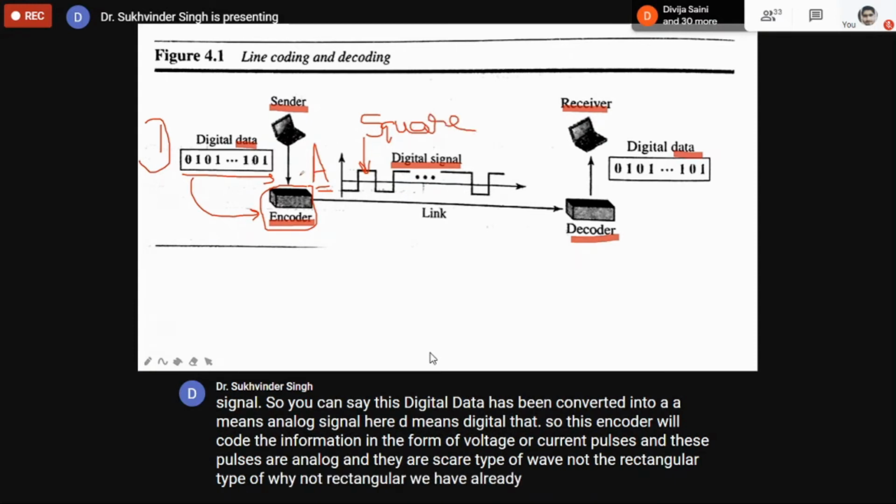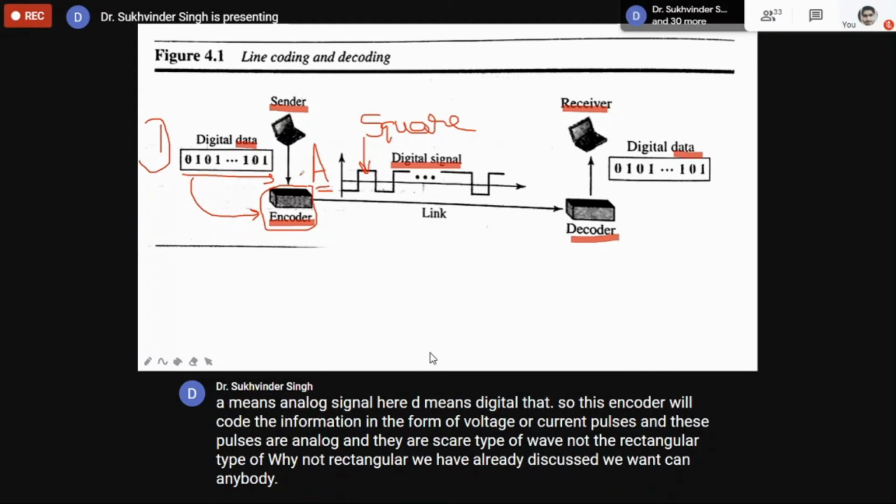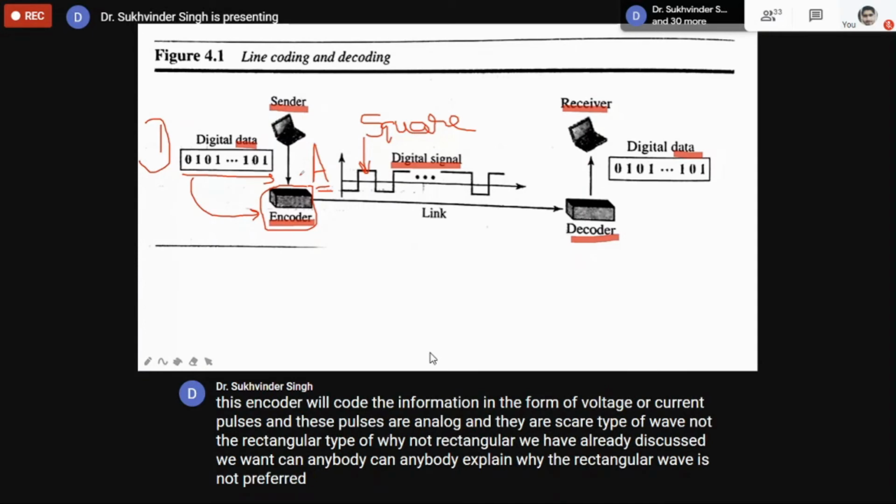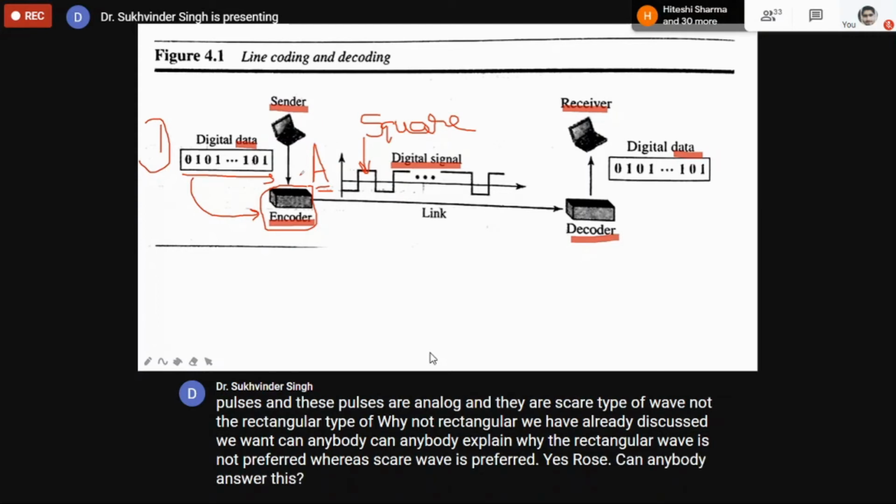Can anybody explain why the rectangular wave is not preferred, whereas the square wave is preferred? Yes, Rohit? Can anybody answer this? Why do we prefer a square wave over a rectangular wave?